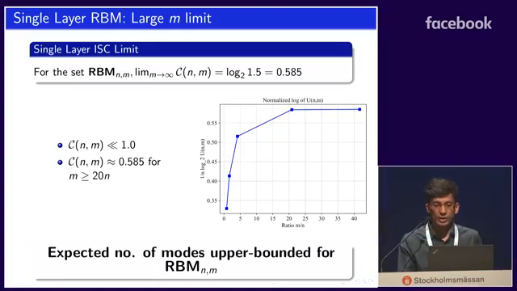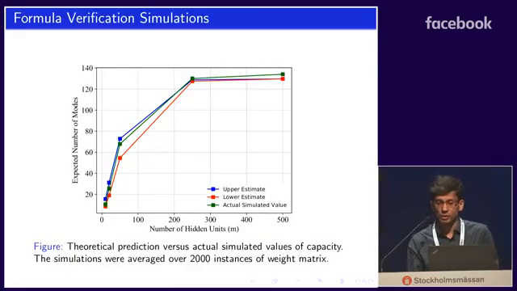To further verify this analysis, we conducted simulations. In this graph, we have plotted the upper bound and lower bound predicted by our formula, and also the actual simulated value, which we get by enumerating the modes by brute force, generating the RBMs and averaging our readings. We can see that the green graph is quite close to the bounds predicted by our formula. And the actual number of modes also tapers as we increase the number of hidden units.